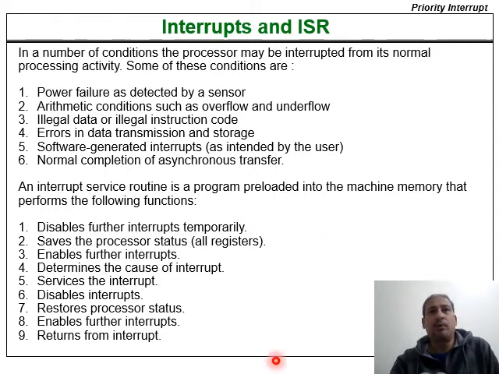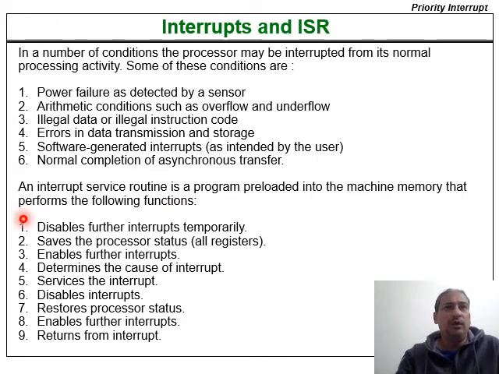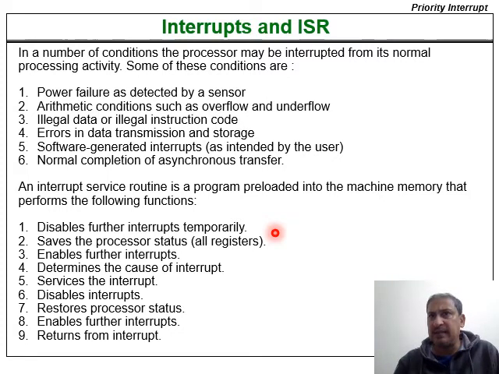So this is the process of the handling of interrupt. What does the CPU do? Whenever an interrupt is encountered, what does the CPU do? It disables further interrupts temporarily. It saves the processor status. Now, whenever the CPU is saving the processor state or restoring the processor state, it needs to disable further interrupts.